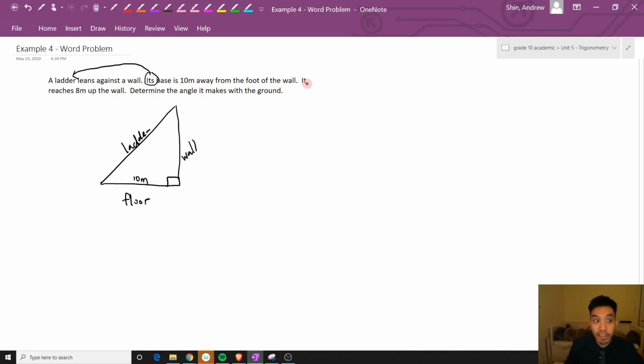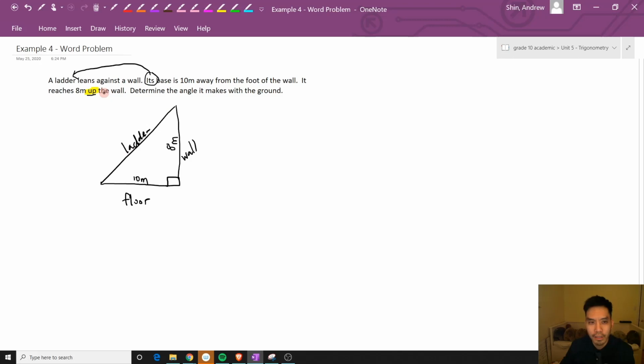It, which is the ladder, reaches 8 meters up the wall. So there's a key term here, up the wall. If it's 8 meters up the wall, that means the 8 goes here. Now, many students typically put the 8 here. If the 8 was to be put here, that would translate to English as the ladder is 8 meters long. The ladder itself is 8 meters long.